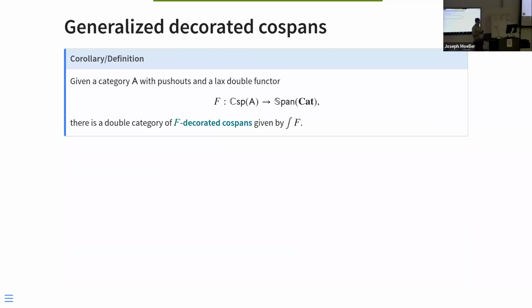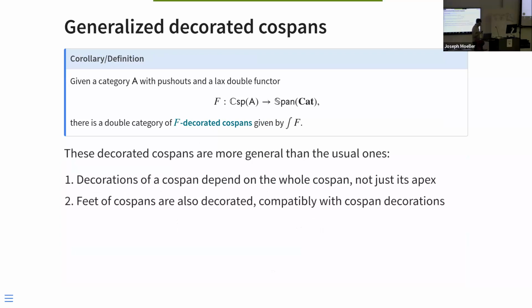So as an immediate consequence of this, if you instantiate this construction for the double category A being a double category of cospans, you get a notion of F-decorated cospans. And it turns out to be more general than the standard one in two ways. First, the decoration can depend on the whole cospan, not just on the apex. And the feet of the cospans also get decorated in a way that's compatible with the decorations on the cospans.